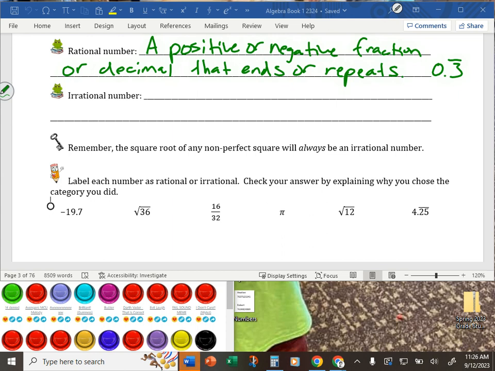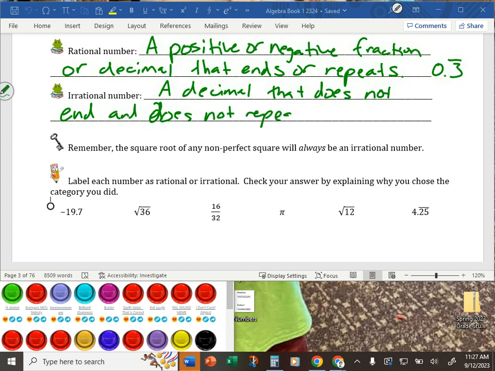Whereas an irrational number is a decimal that does not end and does not repeat. A decimal that does not end and does not repeat. For example, can anybody think of any irrational numbers off the top of their head?